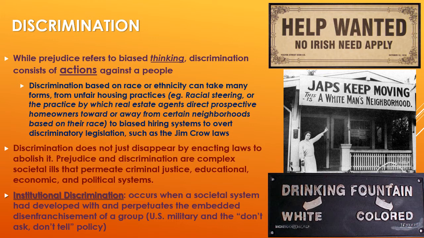So another example of institutional discrimination, beyond the Jim Crow laws, would be the U.S. military policy of don't ask, don't tell, which came about during the Clinton administration. It was a rule for the military where you were allowed to be homosexual, but you couldn't tell anyone. And if you did tell someone, or you did make your sexual preference evident, then you might be kicked out.